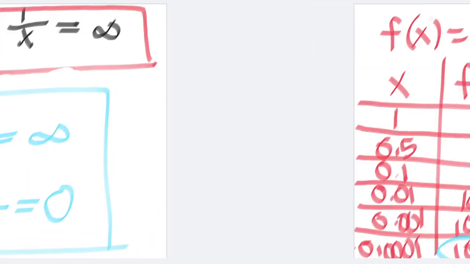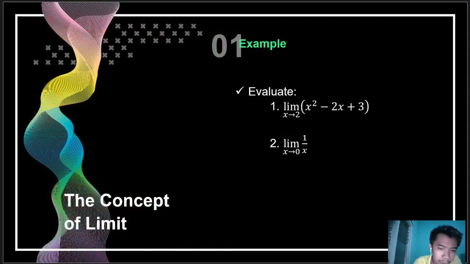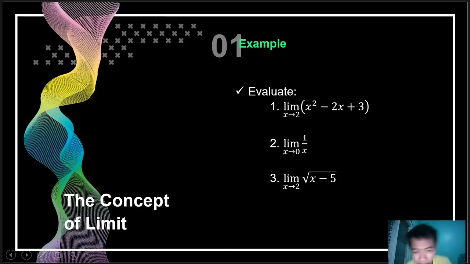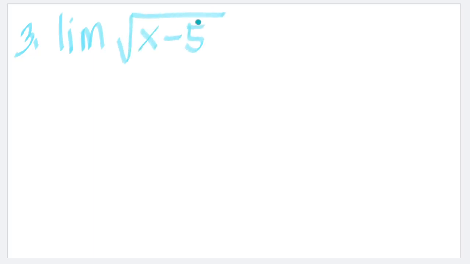Okay? Now, let's go to number 3. The limit of the square root of x minus 5 as x approaches 2. We'll try to solve this example.